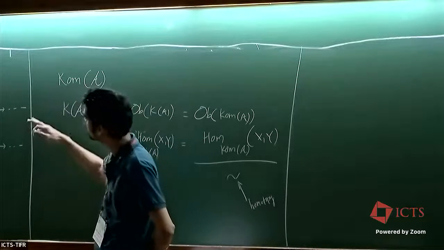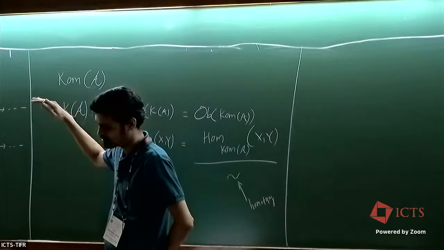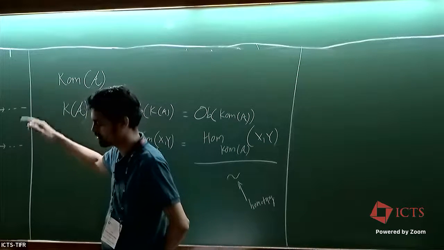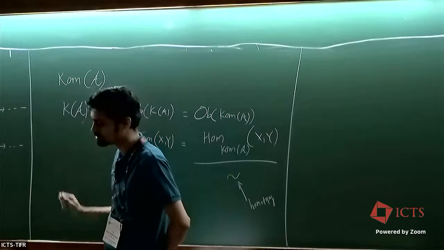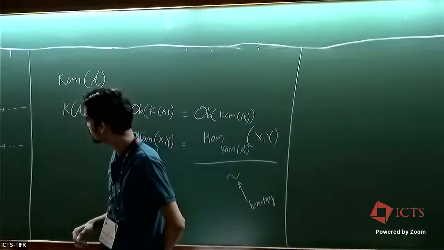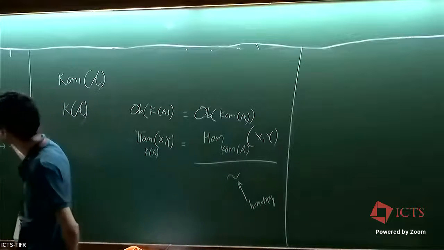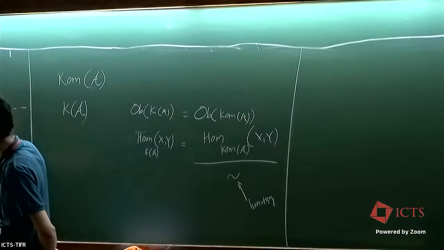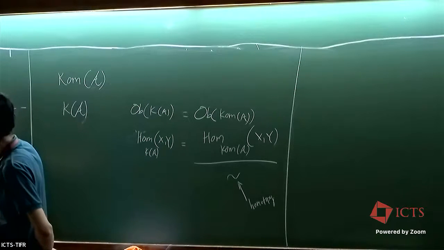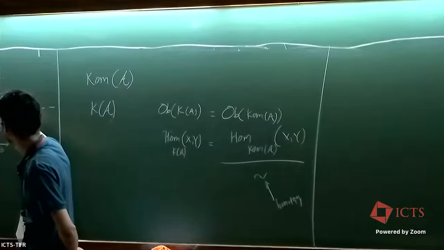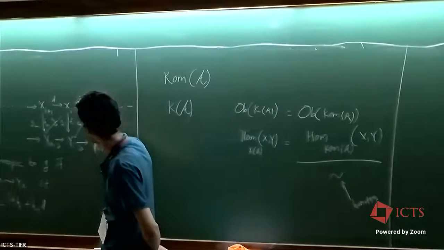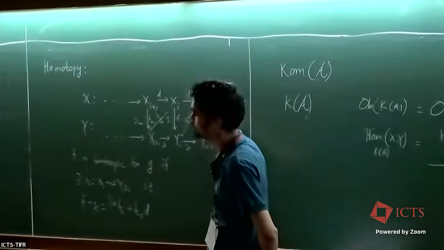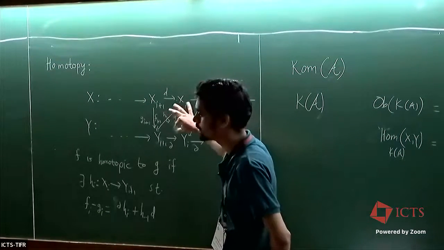So in topology, we want to study spaces up to homotopy. In other words, we don't want to distinguish between those two spaces. Considering this as a motivation, suppose we have a chain map from here to here that induces isomorphism on the homology groups, then we want it to be invertible. But in general, that doesn't happen.